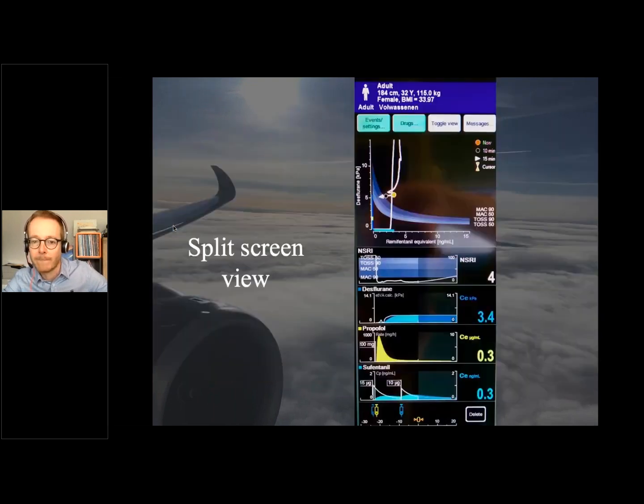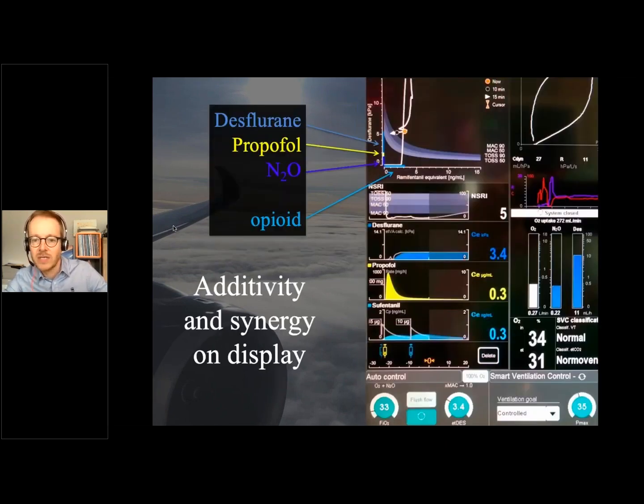On the split screen, you have exactly the same information, albeit a little bit more compressed. So we have the patient characteristics, the calculated effect site concentrations, our dose response surface graph, and our NSRI. What can we see, for example? We can see both additivity and synergy. We have nitrous oxide, propofol, and desflurane, and they all work in an additive way. And we have the synergy over here. That would be, according to pharmacology, the area of maximal synergy.